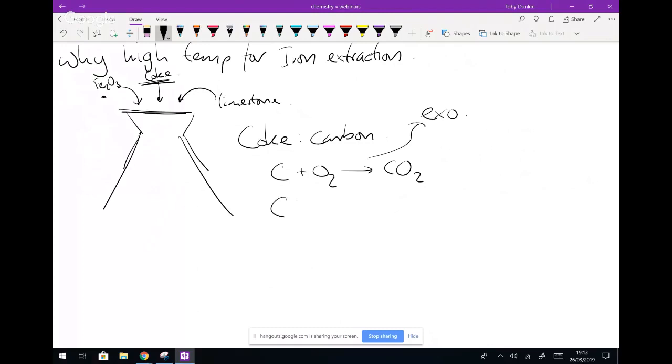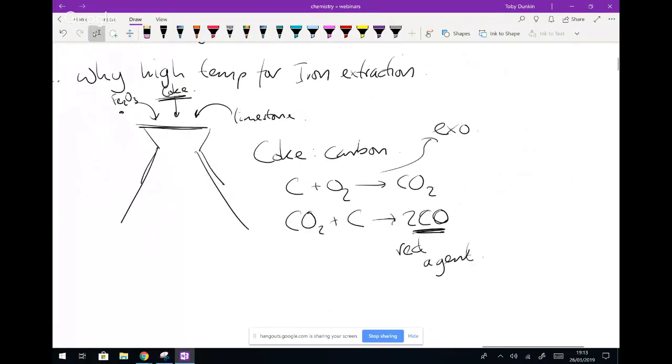And then it reacts again. Carbon dioxide reacts with more carbon to form 2 carbon monoxides. And this is our reducing agent. This is what's going to steal the oxygen from the hematite. And that's our source of heat.